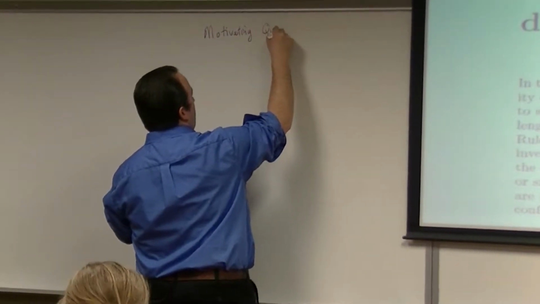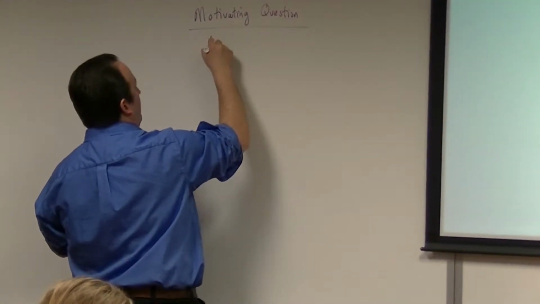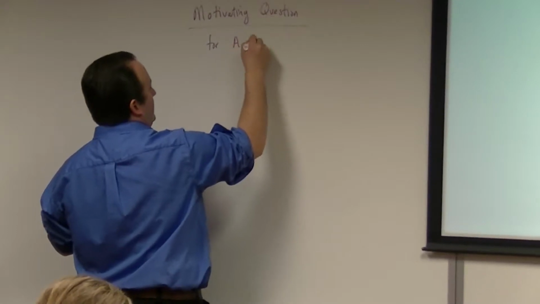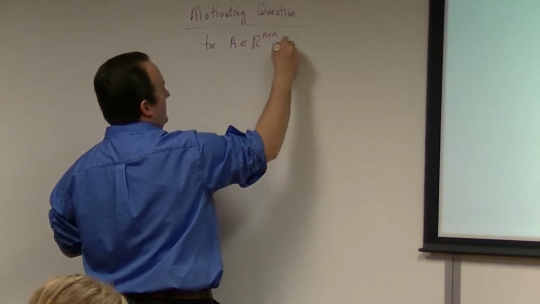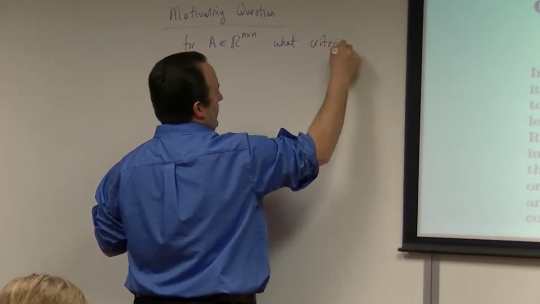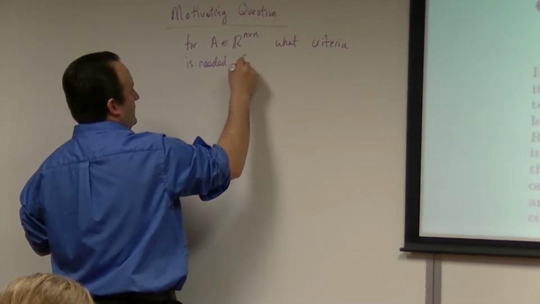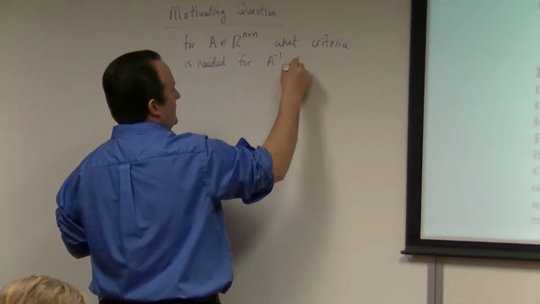Motivating question for A in R^(n by n): what criteria is needed for A inverse to exist?